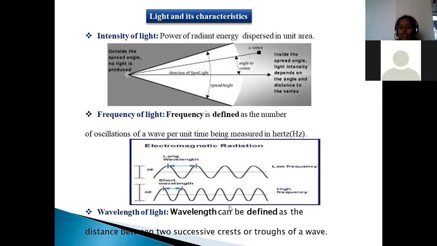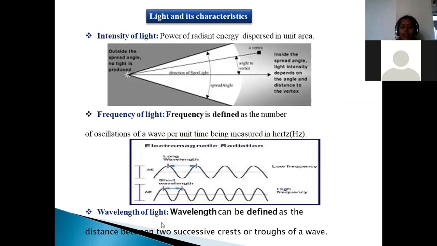Here two different waves are given. In the first case, the number of waves is somewhat less, and in the second case, the number of waves is more. That's why the first case is regarded as lower frequency, whereas the second is called higher frequency. Frequency is always measured in hertz or cycles per second.